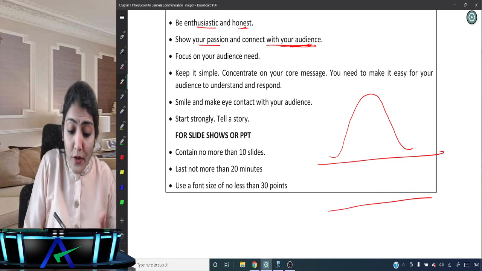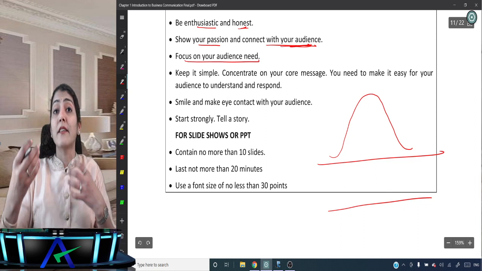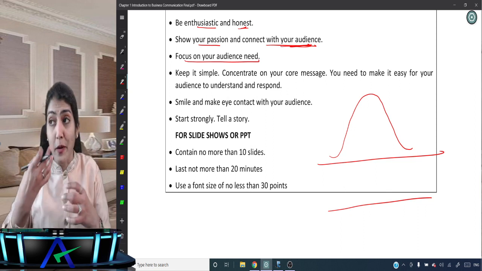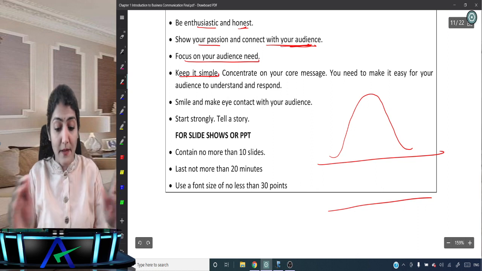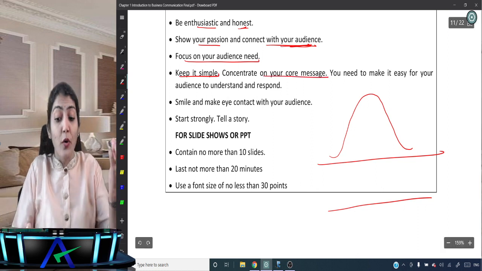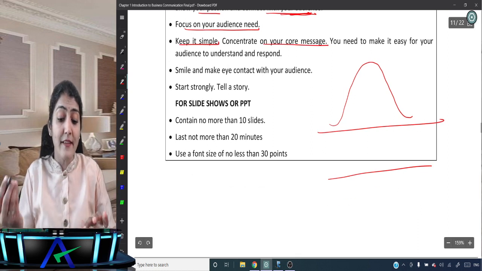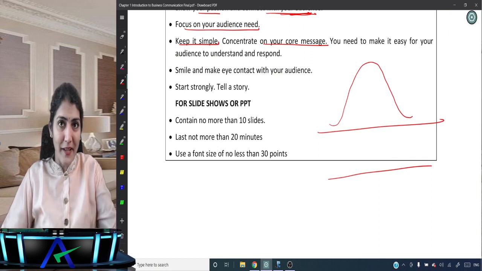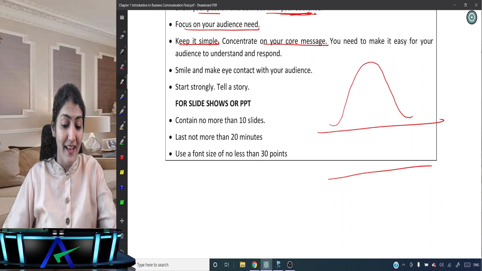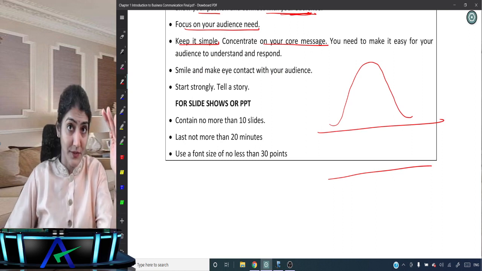Right? Focus on your audience's needs, and you have to ultimately transform the receiver, and you have to communicate your message. Right? Keep it simple. Keep it simple. Concentrate on your core message. You need to make it easy for your audience to understand and respond. Smile. Very contagious. Smile and make eye contact.